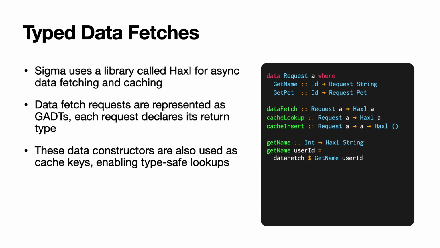On the right, you can see a request type which defines two data fetches for getting the name and pet of a user, where the name request returns a string and the pet returns a pet. The data fetch and cache lookup functions use the declared return type of the request as their own return type. The cache insert function is a little different. It takes a value with the return type of the request and just inserts it into the cache. You can now see how we can define a wrapper for getName, which uses data fetch under the hood to type safely fetch the data.